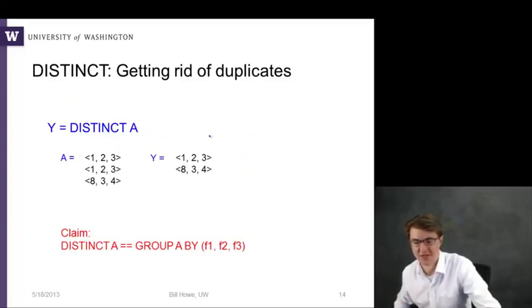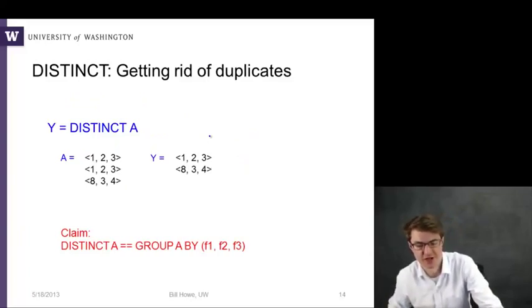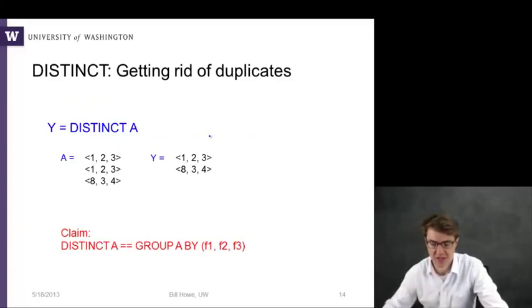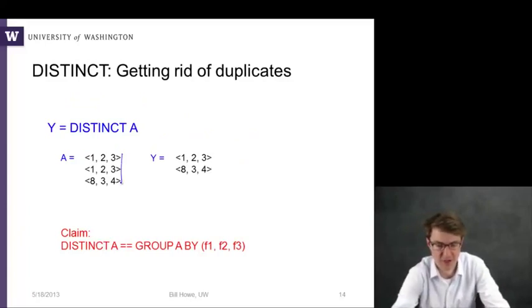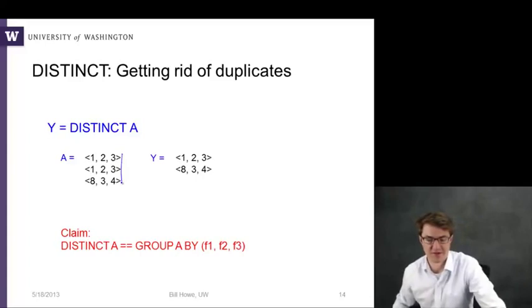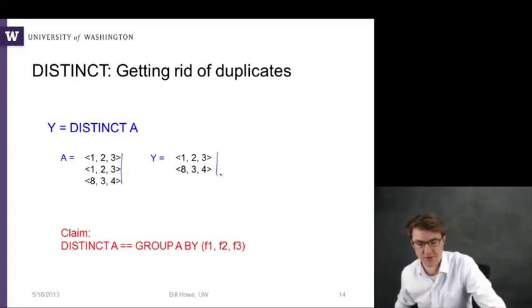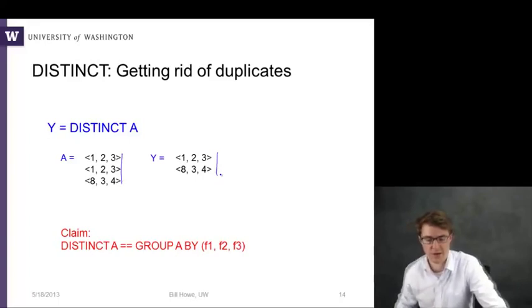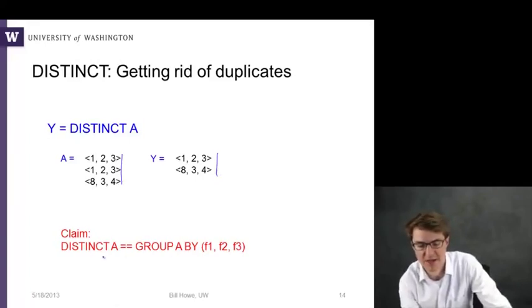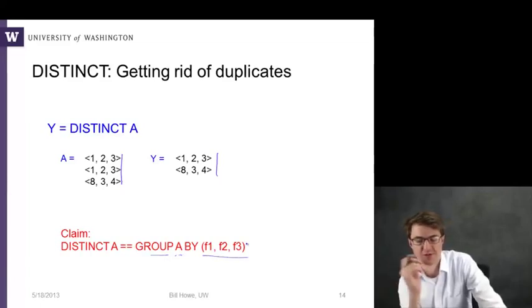So there's also a command distinct that does just what you might imagine. It gets rid of all duplicates. And just for a simple example here, if you've got two different elements in the bag that have the same value, your output will be this. Okay. I might make a claim that distinct A is equal to grouping of A by all three columns at once.